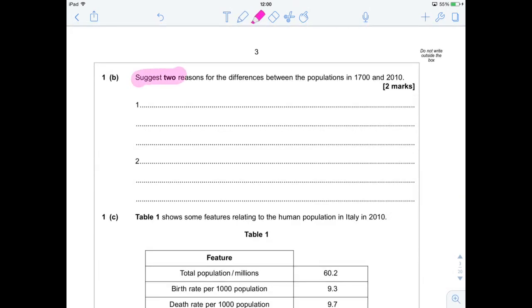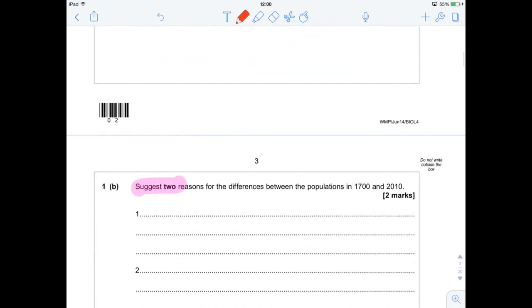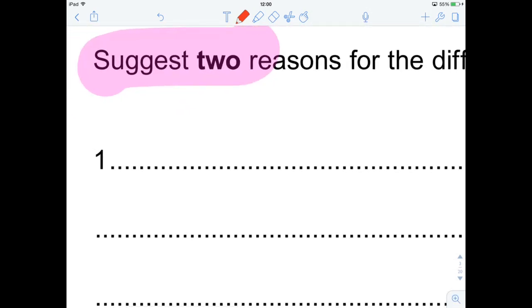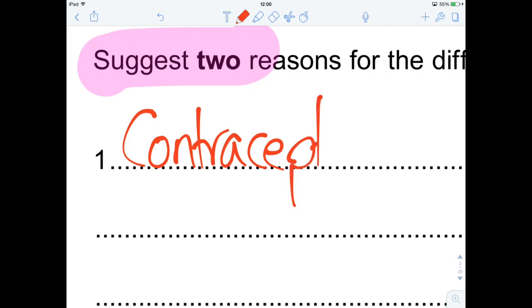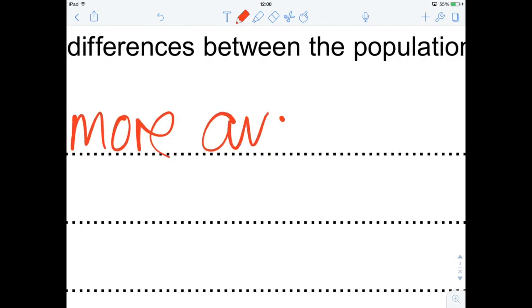Suggest 2 reasons for the differences. Well, if we look back, our first reason was more children per woman in 1700s and less nowadays. Why might it be less nowadays? Well, contraceptives are more widely available. Contraceptives more readily available in 2010. Fair enough.